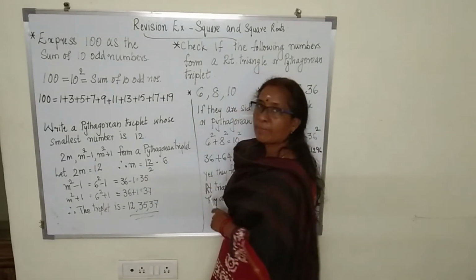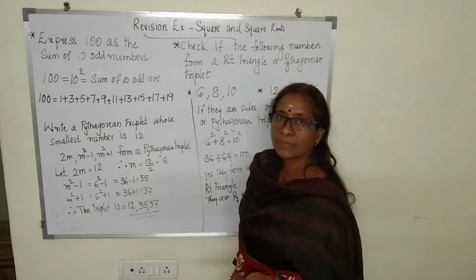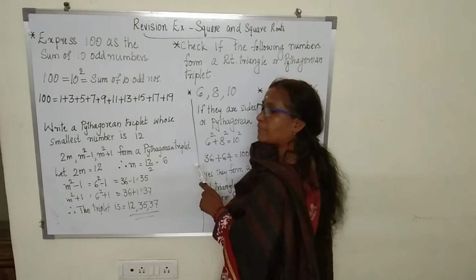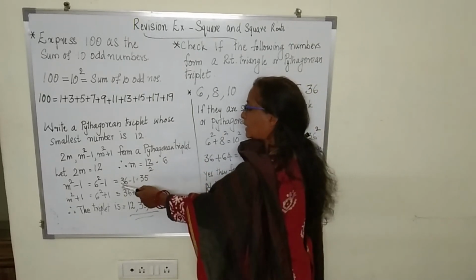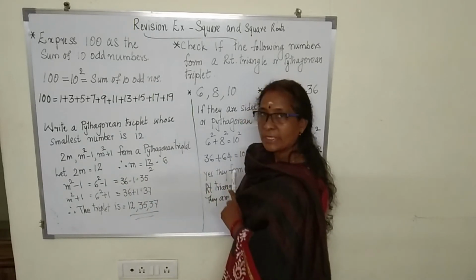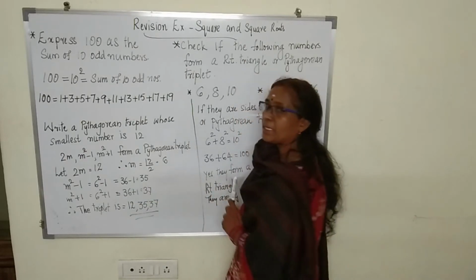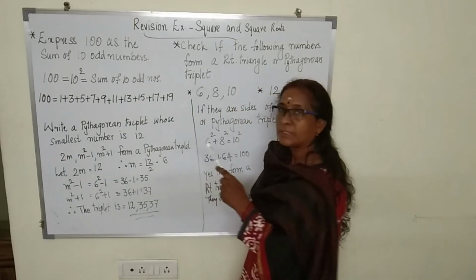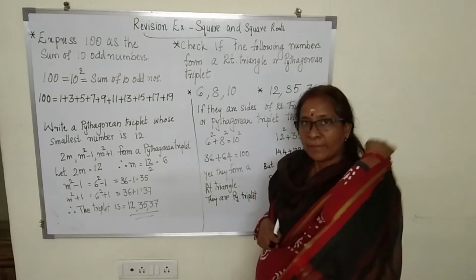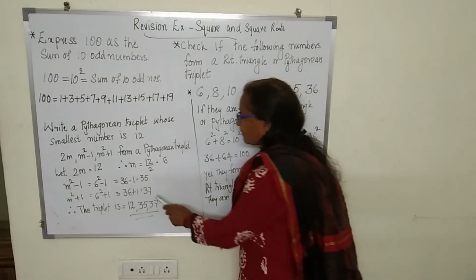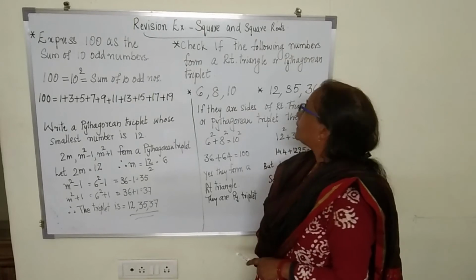m is equal to 12 upon 2, which is equal to 6. Then find m square minus 1 and m square plus 1. What is m square? 6 sixes are 36. m square minus 1 is 36 minus 1, which is 35. And m square plus 1 is 36 plus 1, that is 37. So, the 3 numbers in the Pythagorean triplet are 12, 35 and 37. These 3 numbers will form a Pythagorean triplet.